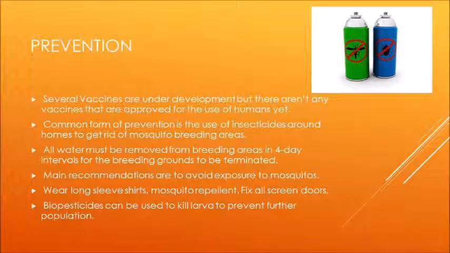All right, so prevention of West Nile. Right now there are several vaccines that are under development, but there aren't any vaccines that have quite been approved yet for human use. Some common forms of prevention is the use of insecticides around homes to get rid of mosquito breeding areas. To be able to do this, all water must be removed from the breeding area in 4-day intervals for the breeding grounds to be terminated.